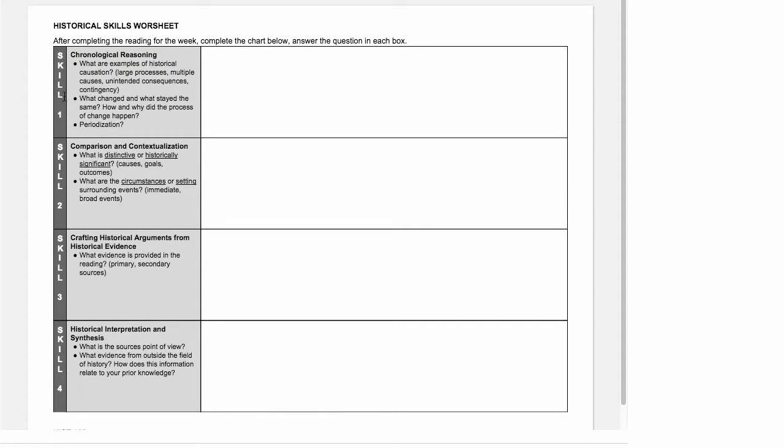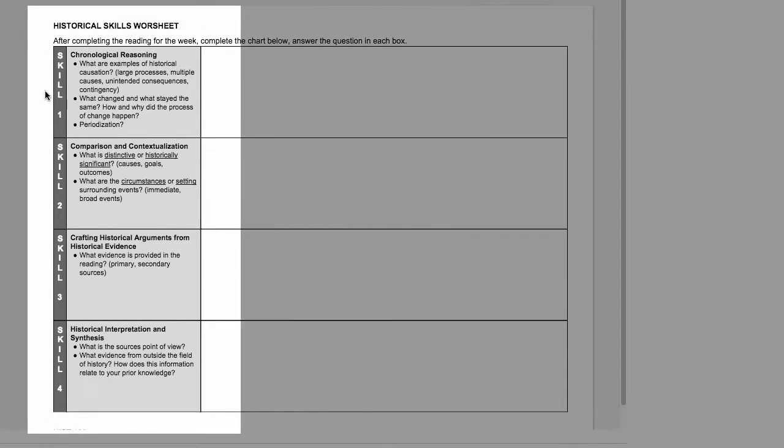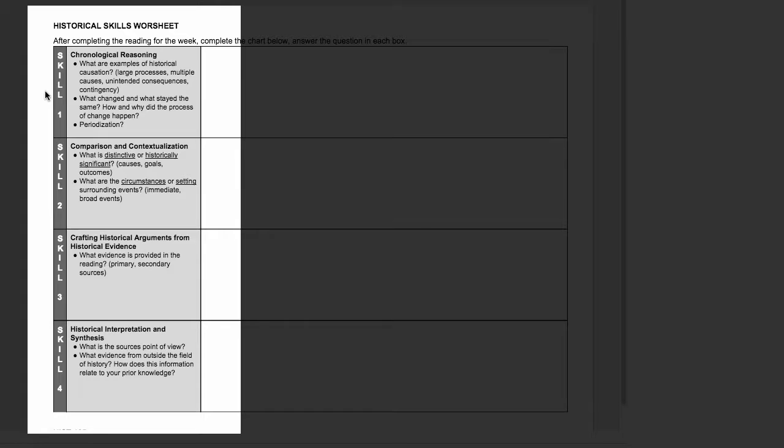Now, these are broad questions, and I don't want you to give the definition of what they are. Don't tell me what causation is, or what periodization is, or what contingency is. Talk about what those are and how they're talked about in the textbook and in the reading. So what are examples of historical causation? This is large processes, multiple causes, unintended consequences, and contingency.